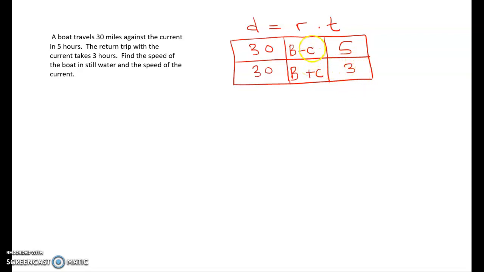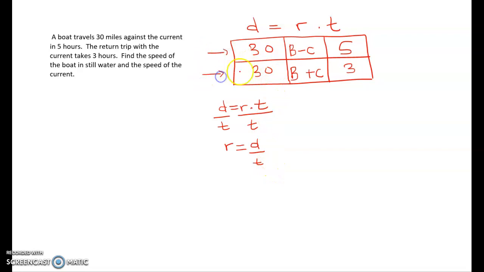So we can see our missing variables are in the rate location. So if we have distance equals rate times time, we can go ahead and solve for rate because those are the missing variables. So let's divide by t on each side, and we can see that rate equals distance divided by time. And we're going to use that to set up each of these equations.